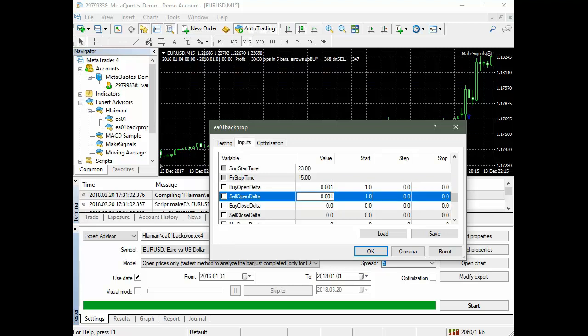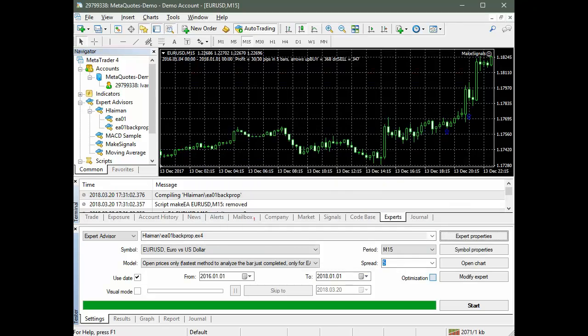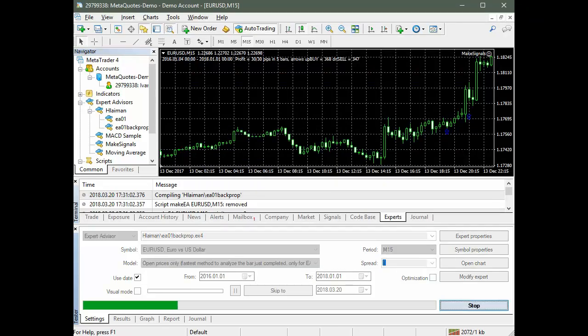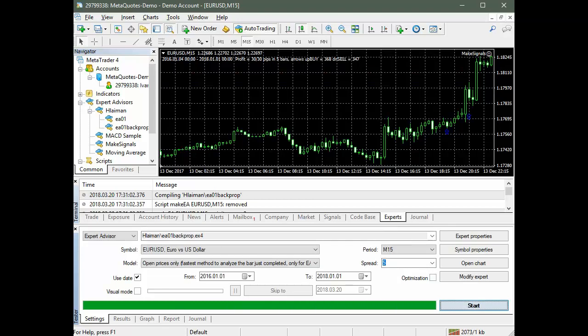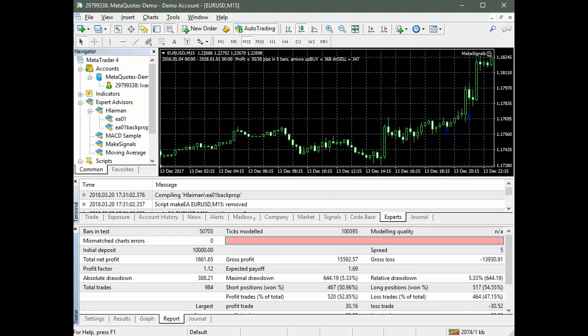We reduce the error percentage from 1% to 0.001%. The improvement in the percentage of profitable trades is only 2%, 53% of profitable trades instead of 51%.